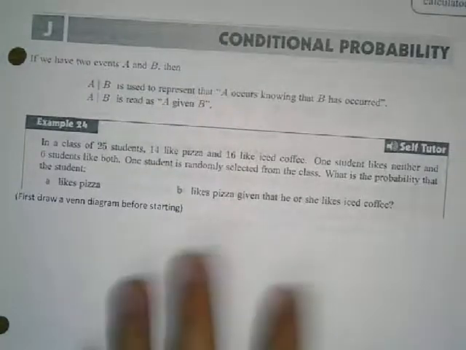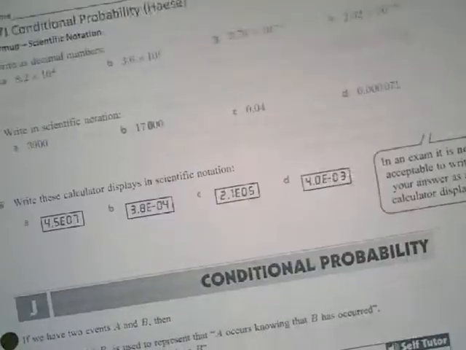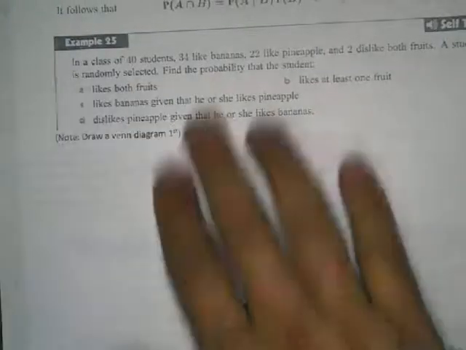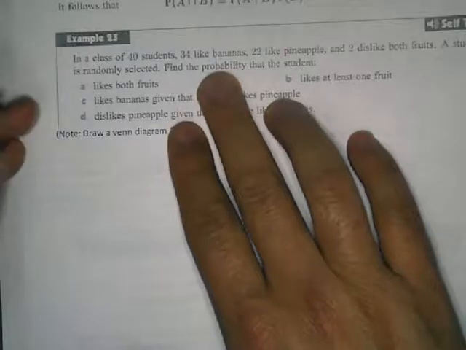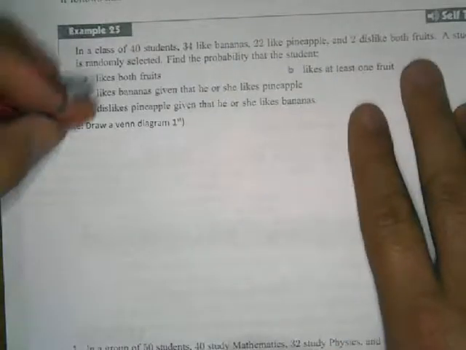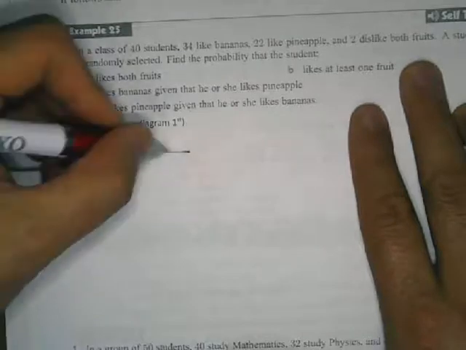Okay, next one. Okay, we've got a class of 40 students. 34 like bananas, 22 like pineapple, 2 people dislike both. Okay, so we're going to draw our Venn diagram.